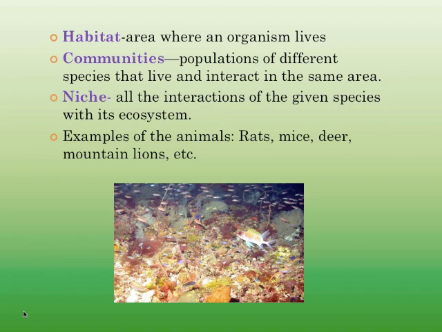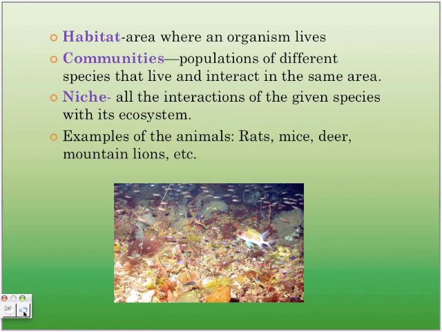Okay, a habitat is where an organism lives. A community is a population of different species that live and interact in the same area. A niche is all the interactions of the given species within an ecosystem. Examples of the animals are rats, mice, deer, mountain lions, etc. So this is a community because there are different species interacting with each other.